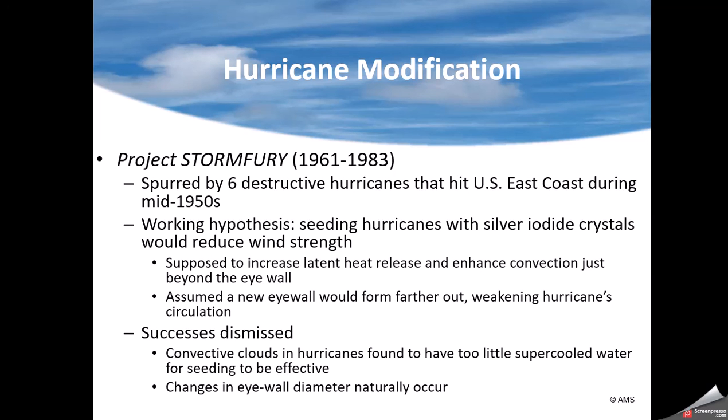Project Stormfury was a waste. It occurred back in the 60s and early 80s. What they tried to do was seed hurricane clouds, thinking that that would cause the eyewall to expand. Well, first, these are warm systems, so there are not a lot of silver iodide crystals that are going to cause icing. So that didn't work real well. And second, they discovered that eyewalls actually go through a transformation. They can contract in, and they can reform outwards and then come back in again. So none of this whole project worked.